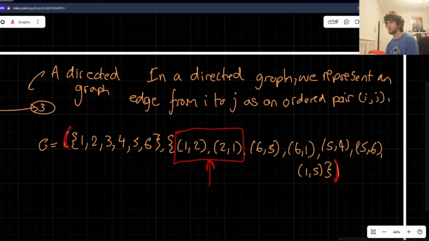Okay, but if you just wanted to use sets, I guess in theory you could, for an undirected graph, just use sets in this set of edges here, right? Because the order doesn't matter. I to j is the same as j to i. For a directed graph, you use ordered pairs, and then you can easily tell.